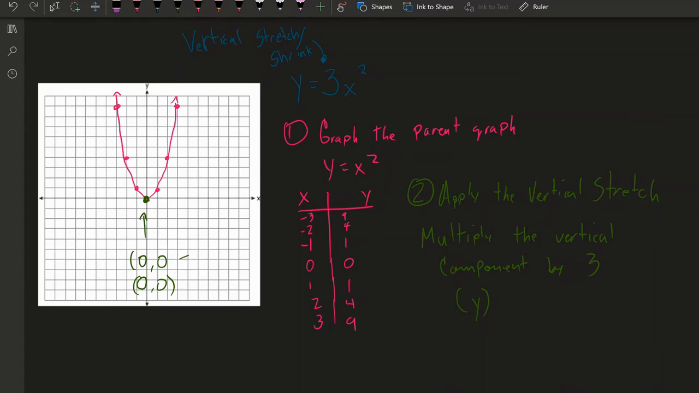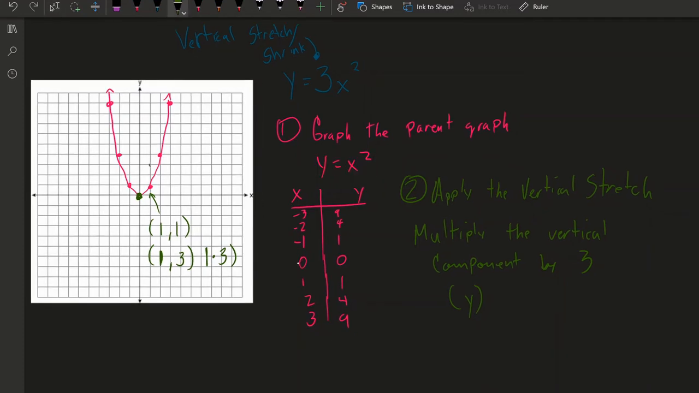Okay, let me erase some stuff here just so I have some room. Now, this next point is 1, 1. Now, I'm going to leave the x alone because the x is horizontal, but then I'm going to take the y and I'm going to go 1 times 3, and that becomes 3. So that means that this point that was 1, 1 is now 1, 3.